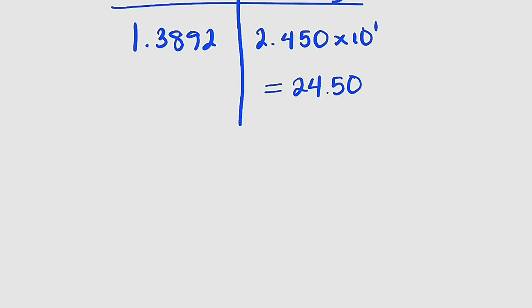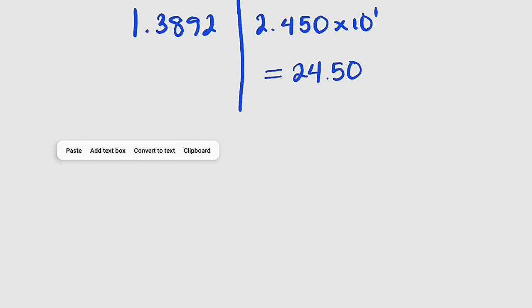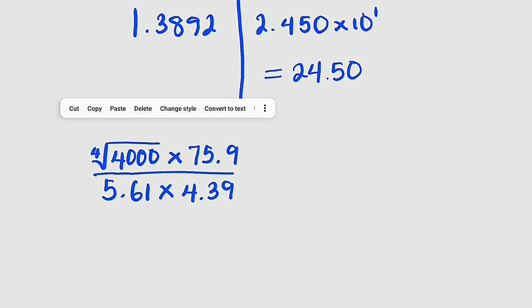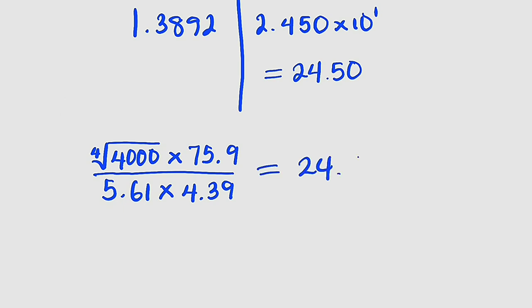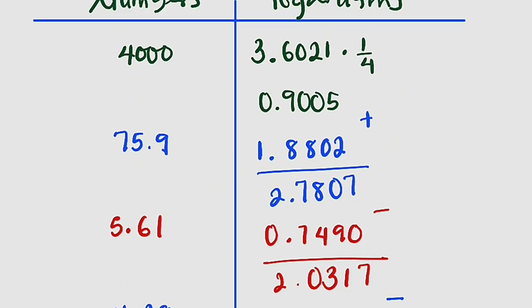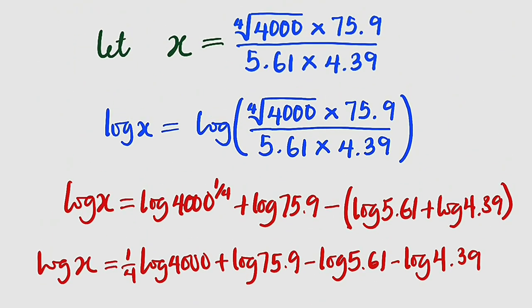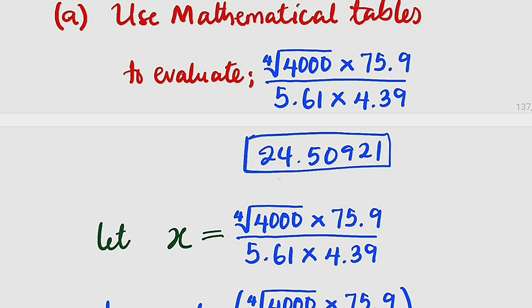24.50. And hence, the whole of this concocted expression, according to the log table, is equal to 24.50. So let me check my solution from the calculator. I think they are almost exact. Look at it here. We have 24.509 from the calculator, but according to the log table, we have 24.50, as simple as that. So we're done with this question.